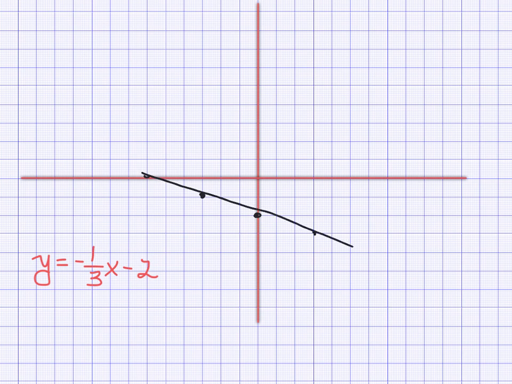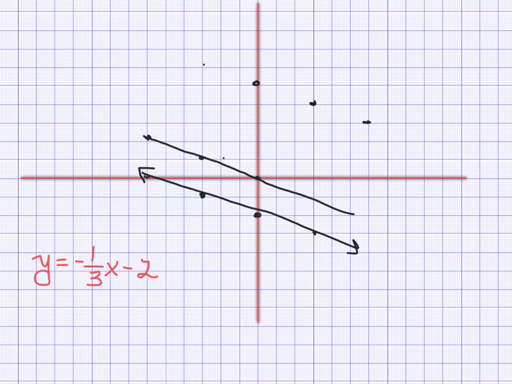And if I asked you to draw me any line parallel to that line, your new line would also have a slope of negative 1/3. The y-intercept could be anything. Maybe it's 0 with a slope of negative 1/3. Or maybe it's 5 with a slope of negative 1/3.